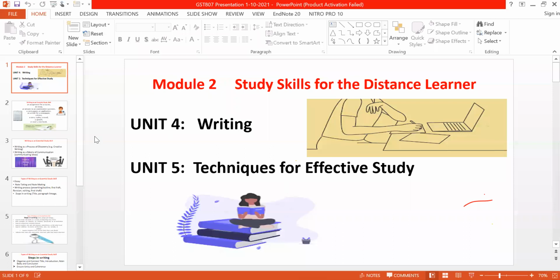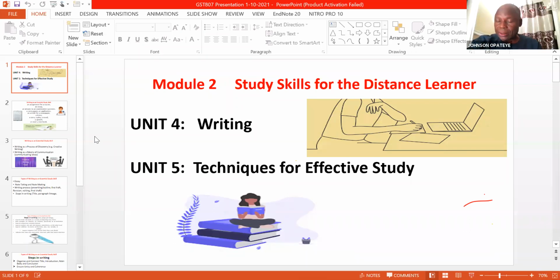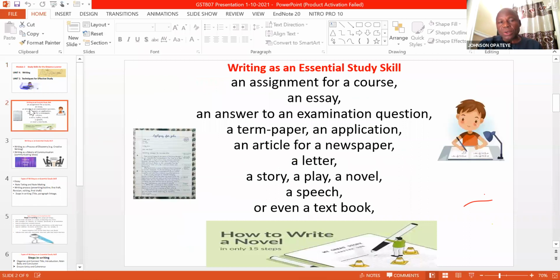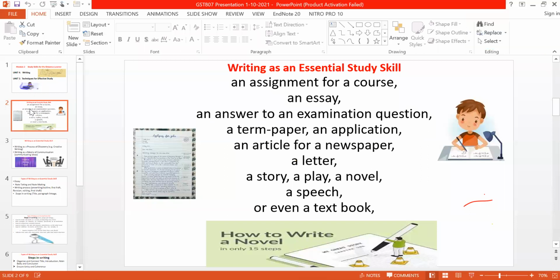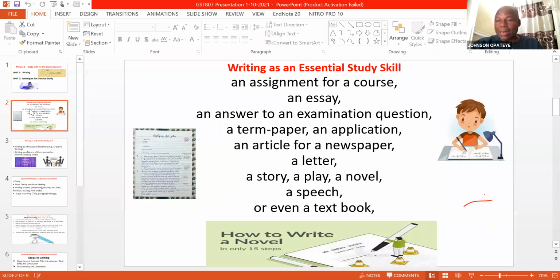Writing an outline. The next thing is that you get the outline of what you want to write on. So summarily, let's look at what we have first said. We are saying that writing is an assignment for a course. When you are writing an assignment for a course, you do a writing. When you are writing an essay, you do a writing.